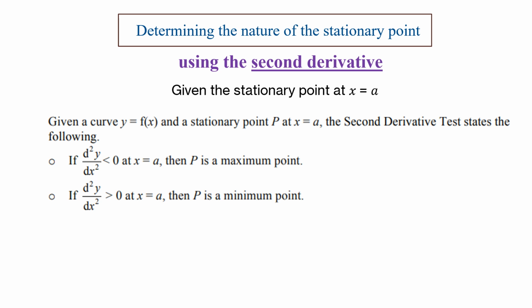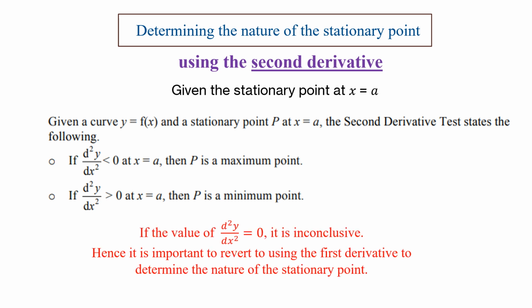If that value comes up to be less than 0, then P is the maximum point. And if that value comes up to be positive, then P is the minimum point. But there's a catch here. What is the catch? If the value comes out to be d squared y over dx squared equals 0, it is inconclusive, which means you cannot use this method to determine the nature of a stationary point. So you have to fall back to using the first derivative.